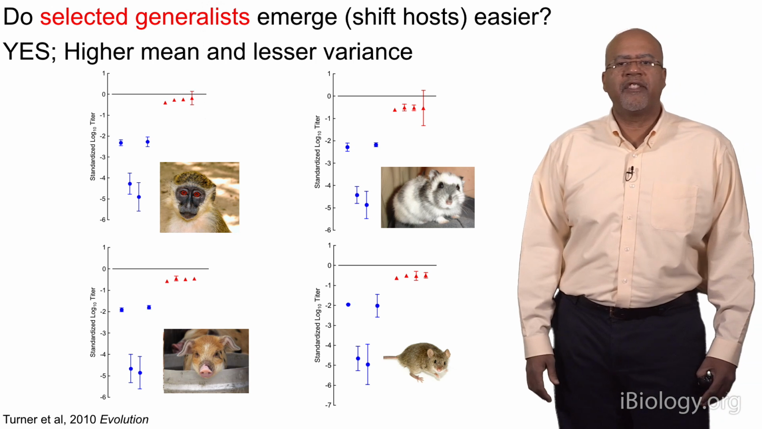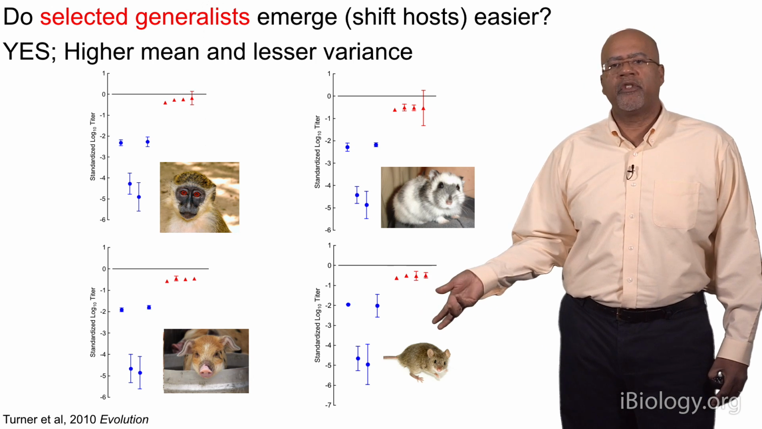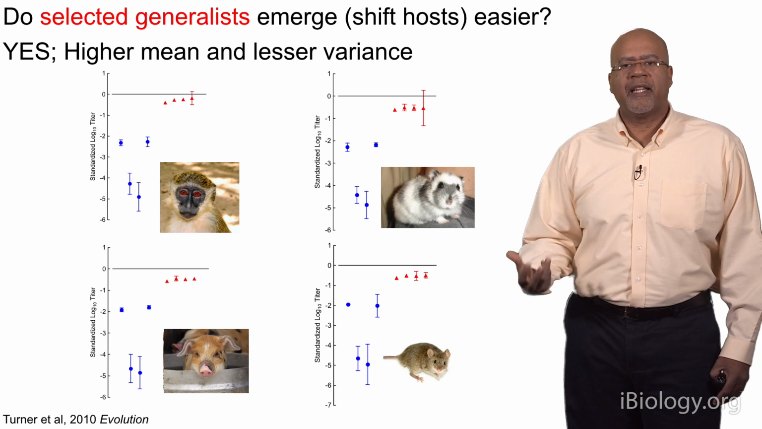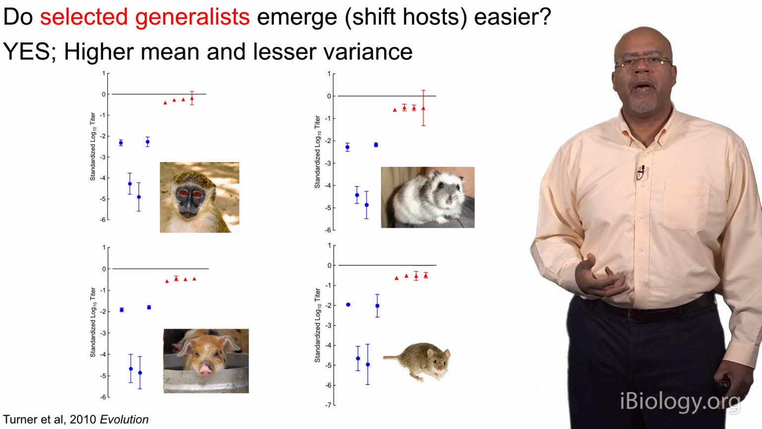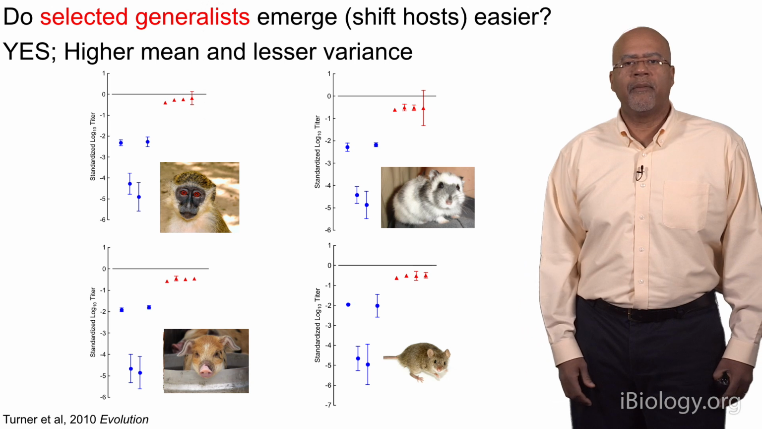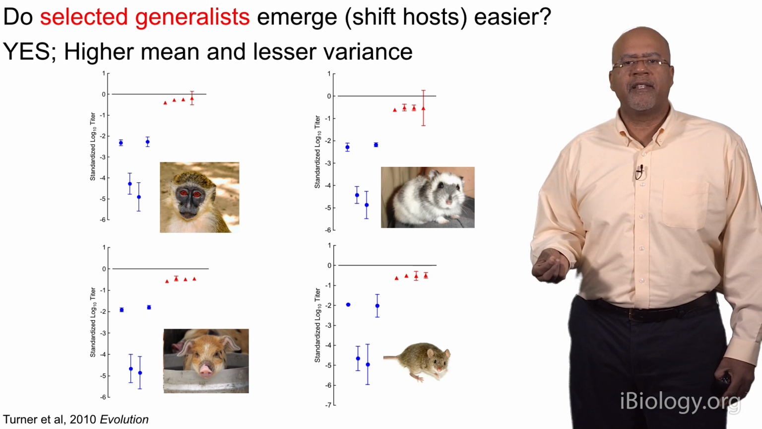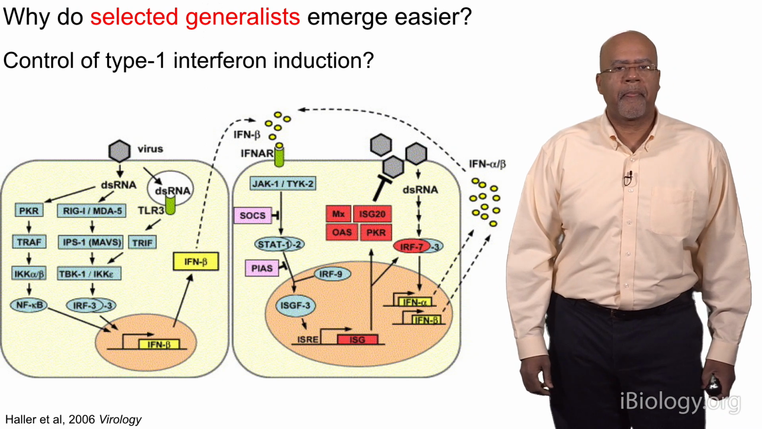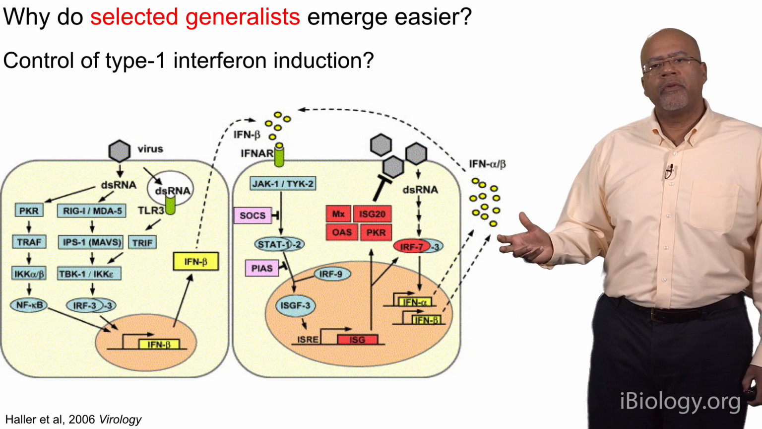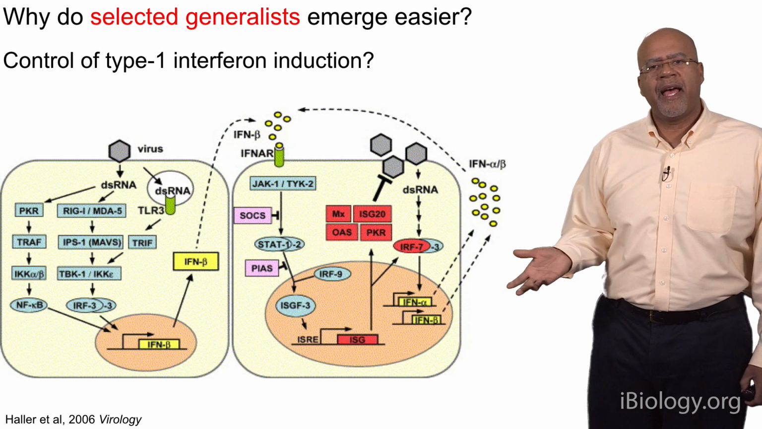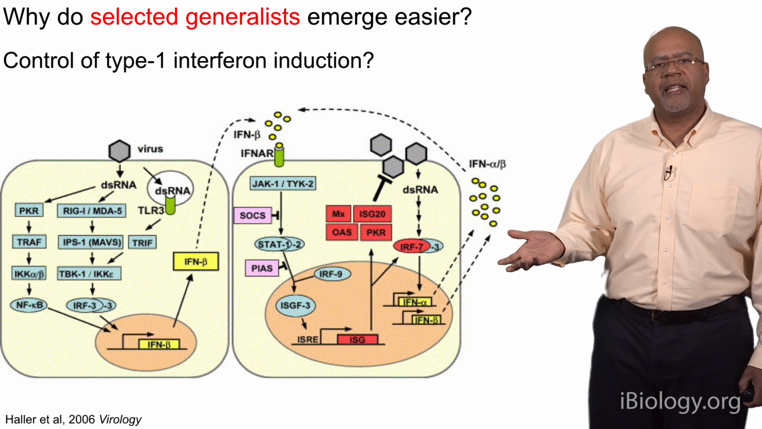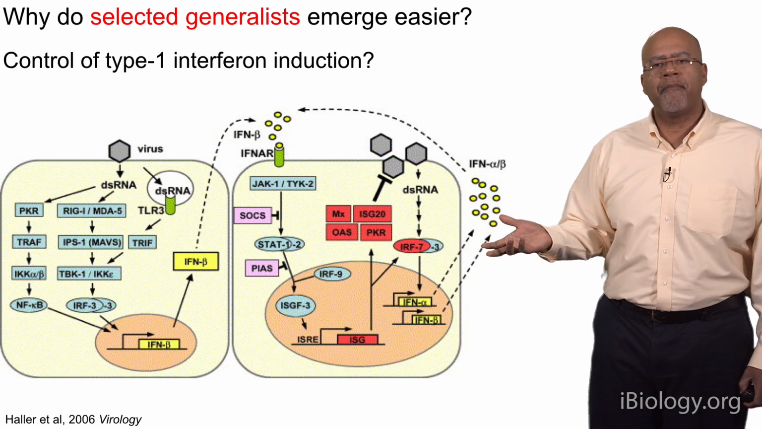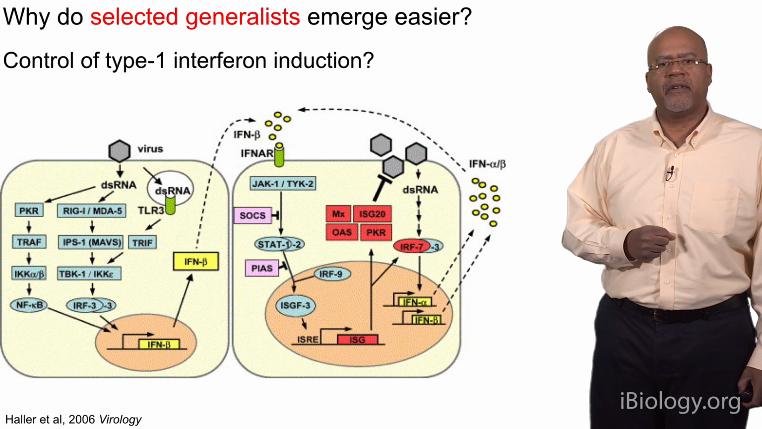So this provides nice evidence in 4 randomly chosen challenges that selected generalists can grow much better on a new host that you present them with. And this gives us a little more insight into what could be the root of the emergence problem. But I haven't really told you why. Why is this happening? Why is it that these selected generalists actually emerge easier at a mechanistic level?